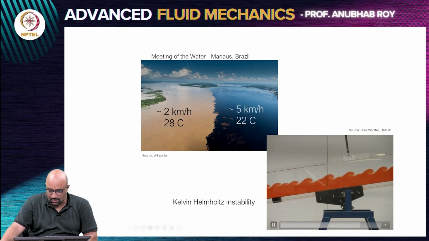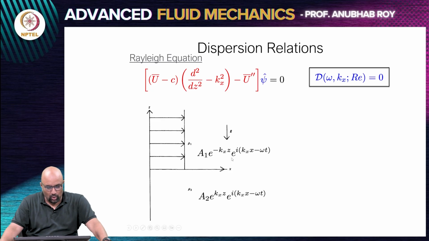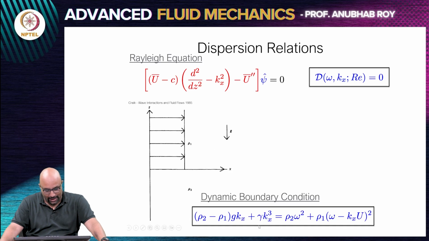It forms these billows, and if you are in a reference frame of this, you will see that these billows eventually start to mix up. You can start off with the same configuration that we have, and apply the kinematic boundary condition that we did. You apply the kinematic boundary condition at the top and the bottom, and apply the dynamic boundary condition. I'm again summarizing the dynamic boundary condition. It includes surface tension. We did it earlier without surface tension, but now you are incorporating surface tension into the calculation.